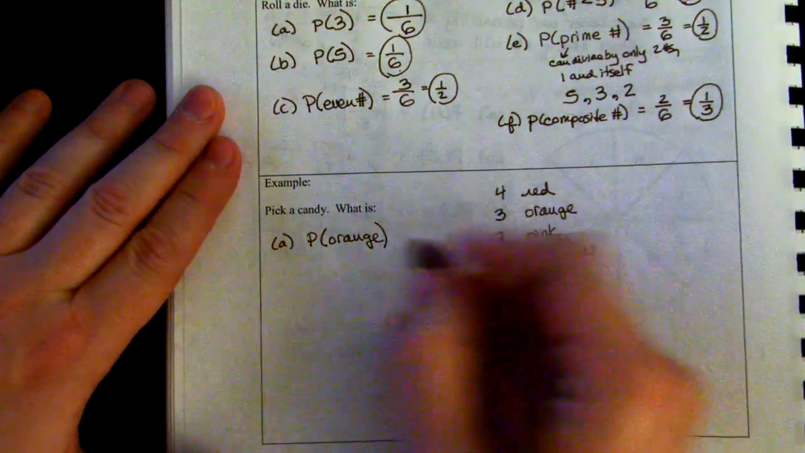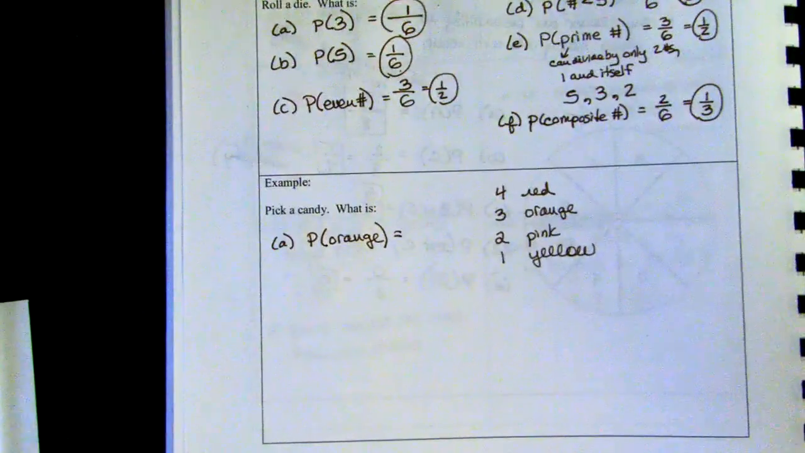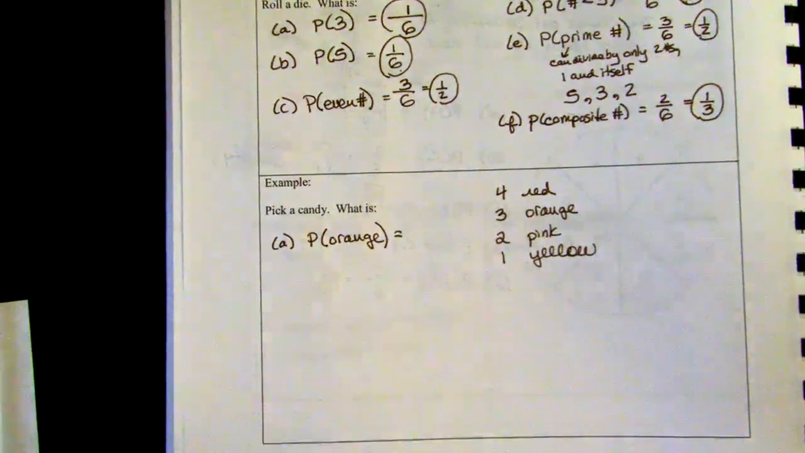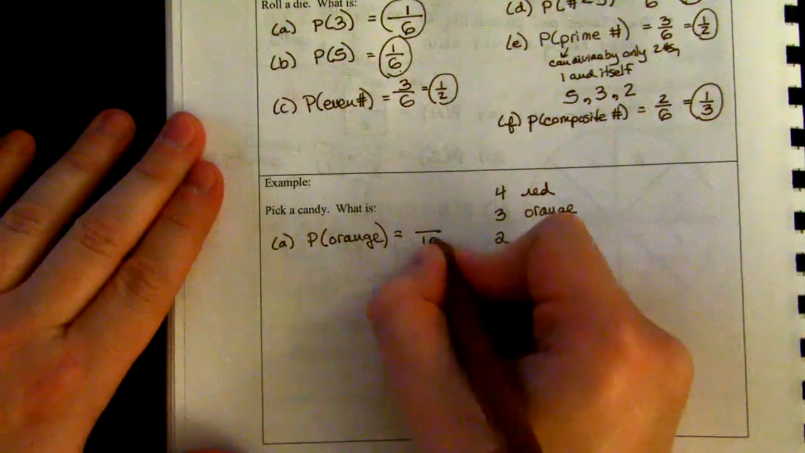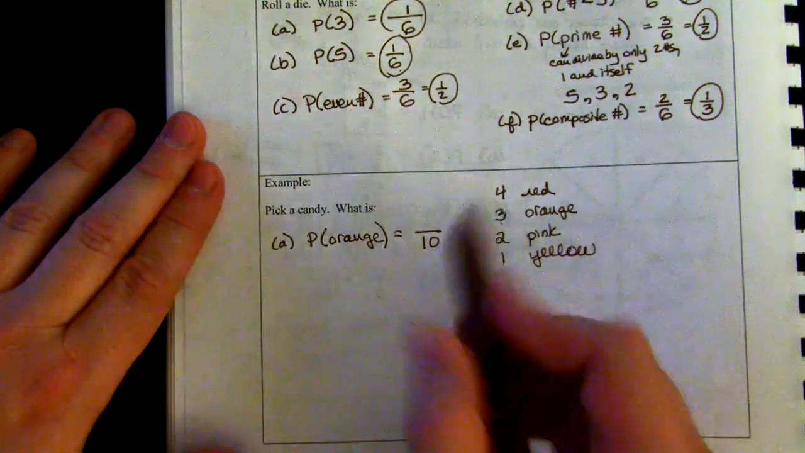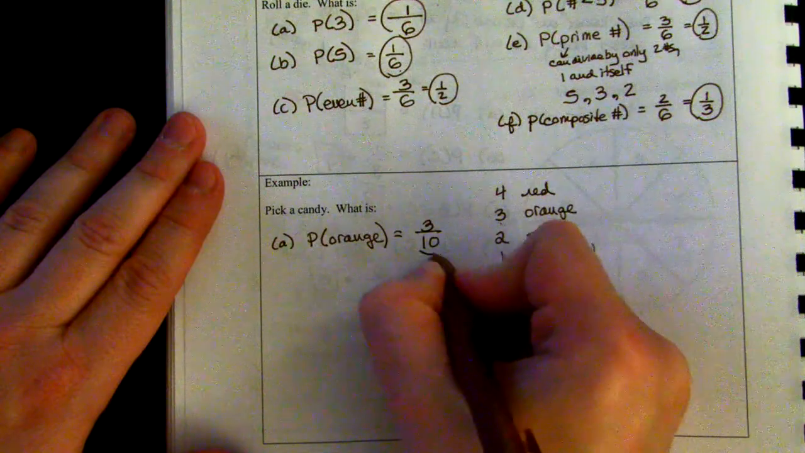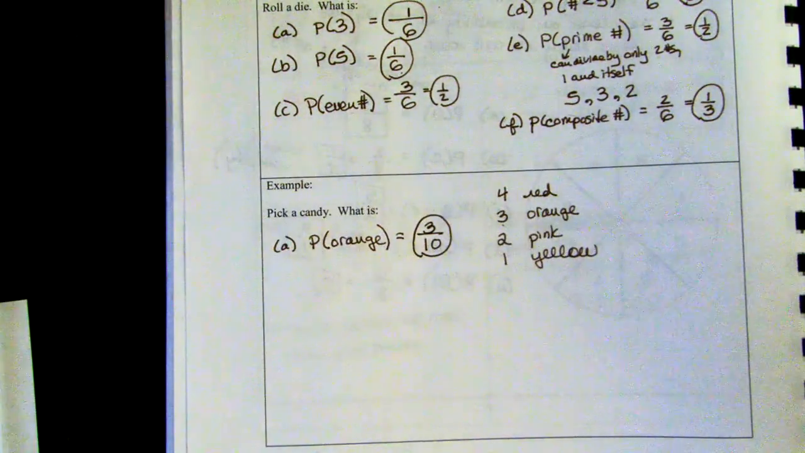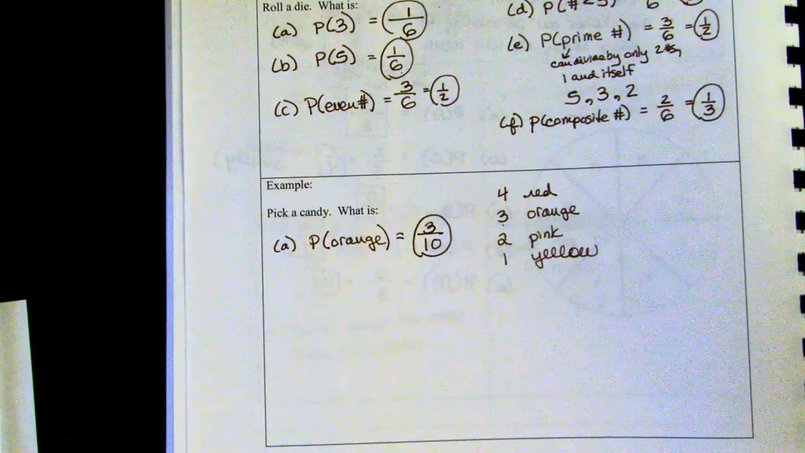First of all, how many total candies are there? There should be 10. How many of them are orange? I think we've got 3. We're going to make the probability of picking an orange candy 3 out of 10.